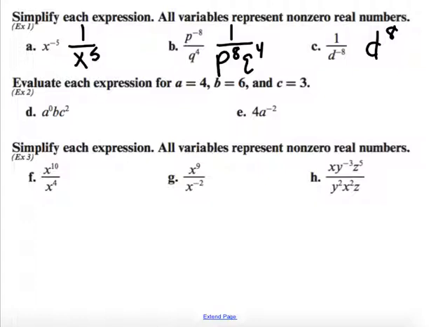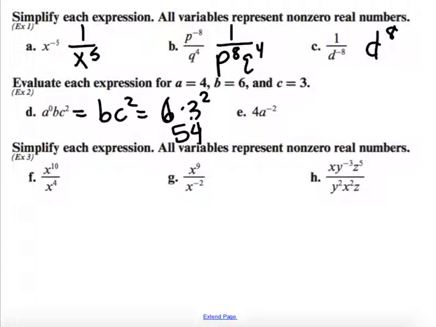And evaluate for a equals 4, b equals 6, c equals 3. Well, a to the 0 is just the same as multiplying by 1, so we have b c squared, which is, b is 6, so we have 6 times c squared, so 3 squared, which is 6 times 9, which is, 63? I'm losing my mind. I think that's right. No, it's not. That's not right at all. Sorry. End of the day, I am exhausted. Ignore my little math mistake. Okay, so 6 times 9 is 54.